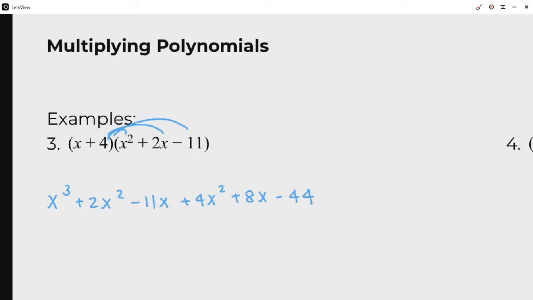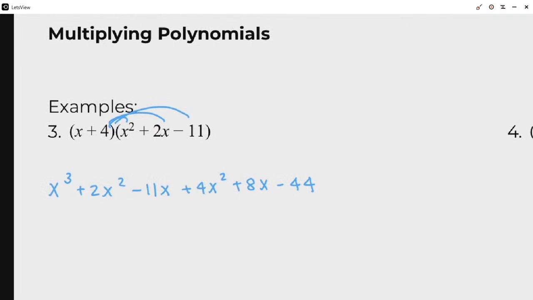So then from here, I'm going to combine like terms. So there's no other x cubed, so I'm going to write that first. We have 2x squared plus 4x squared, so that's 6x squared. We have negative 11x plus 8x, so that's negative 3x, and then minus 44.